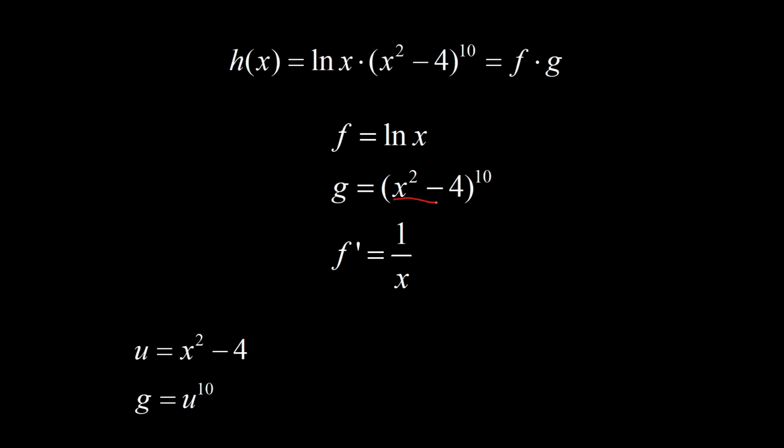So we're going to take the inner function and define that as u. When we do that, g becomes just u to the 10th. And notice, for g we can't do this derivative, but for these pieces, we can. That's why we go through this process. This is how you get this derivative.